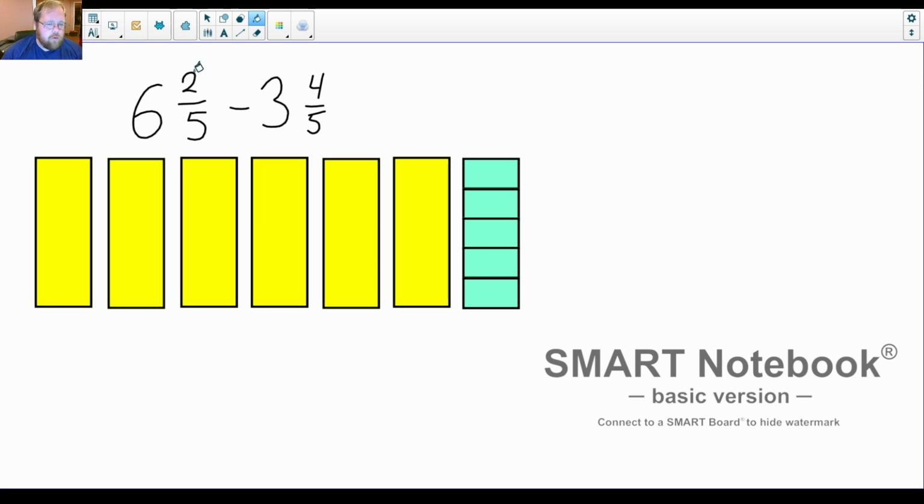We are going to go over subtracting fractions where the one numerator is less than the other numerator. So for example, 2 here is less than 4. Let's go over it. Okay, so 6 and 2 fifths minus 3 and 4 fifths.